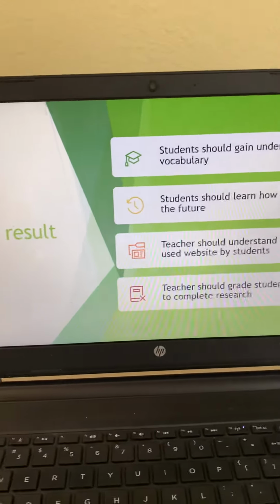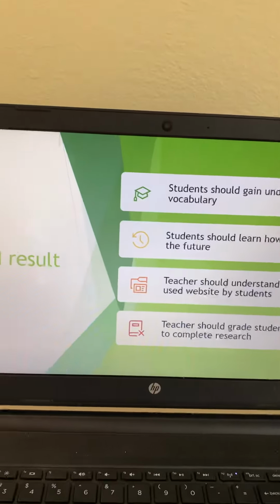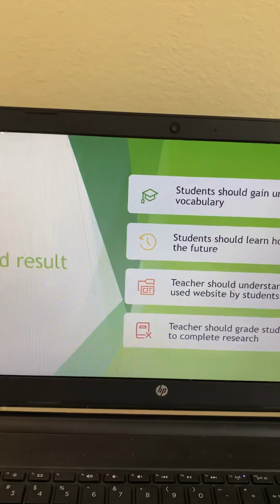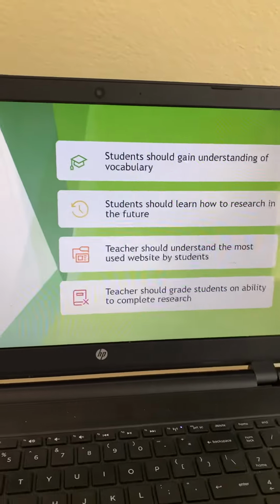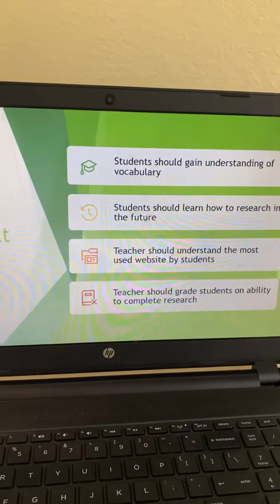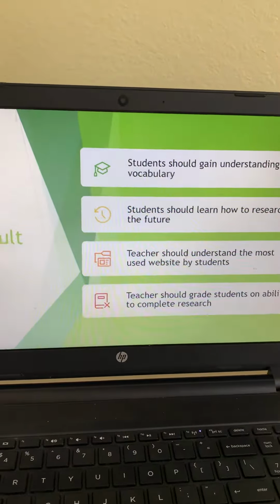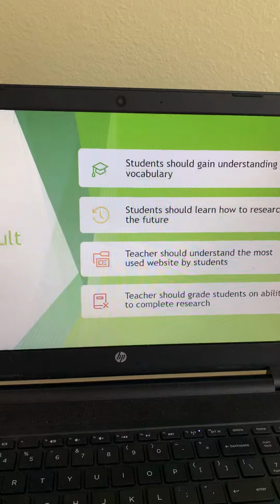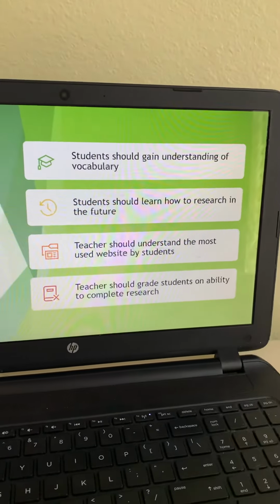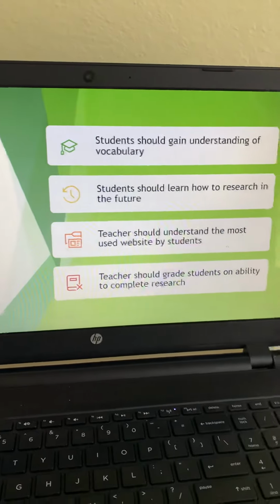The end result is that the students should gain understanding of the vocabulary words rather than just finding the definitions. They should find other important information that involves the terms or vocabulary. The students should learn how to do this research in the future, so this way they aren't stuck using bad websites that could give them tainted information.